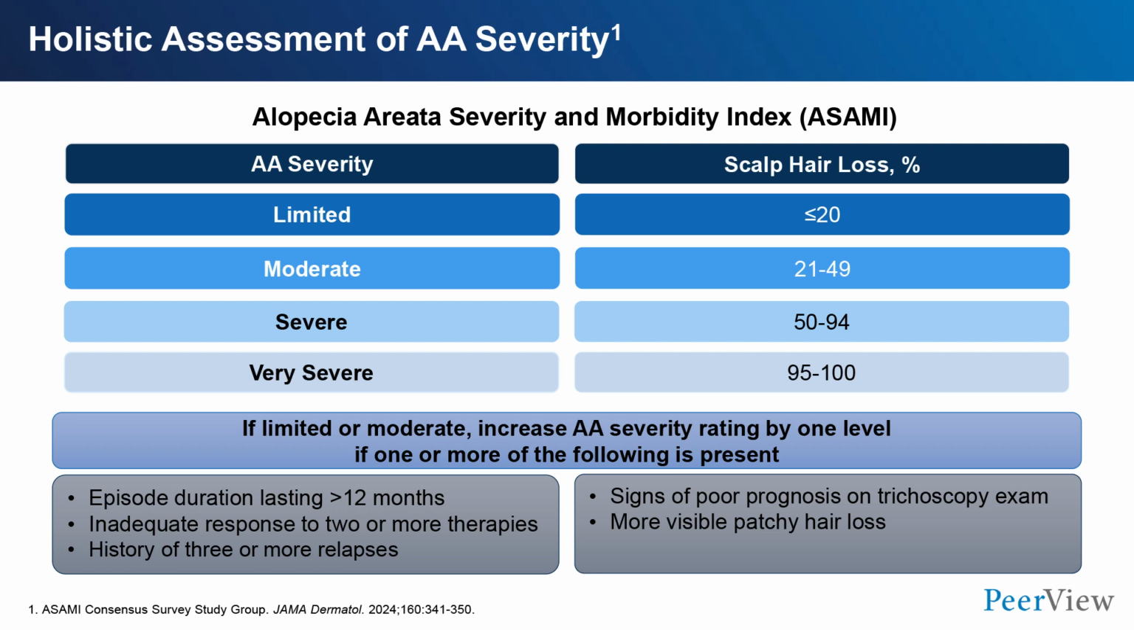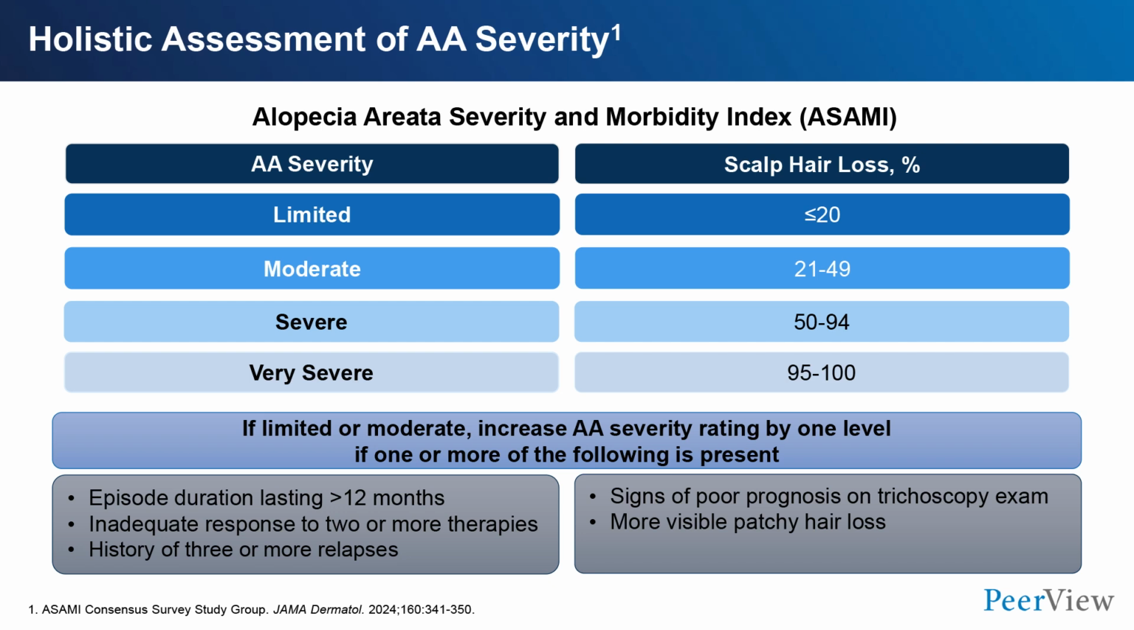then you can increase their alopecia areata severity rating by one level, if one or more of the following is present. So if they have an episode that lasts longer than 12 months, if they have an inadequate response to 2 or more therapies, if they have a history of 3 or more relapses, and if they have signs of poor prognosis on trichoscopy exam or more busy patchy hair loss, all of these can be used to move the patient up in terms of severity.